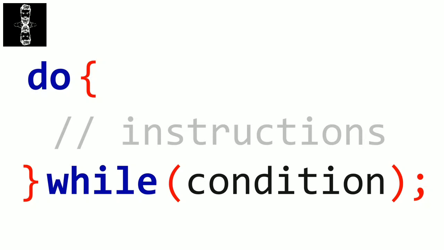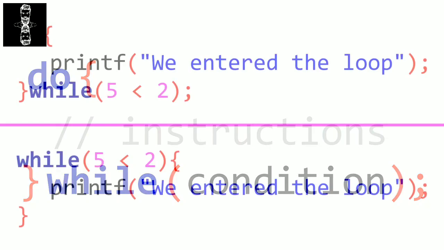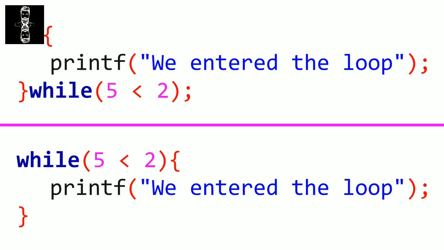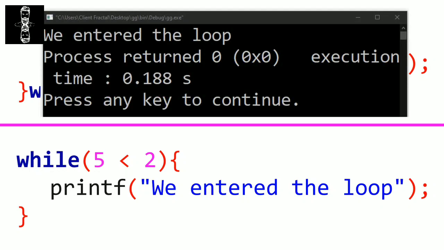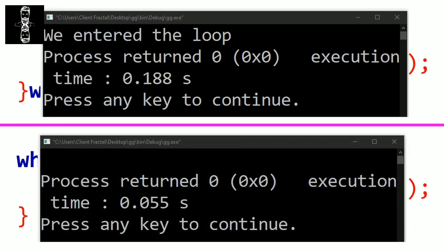Now let's take an example to show the difference between while and do-while loop. Let's take this example written in both loops. First, with do-while. Do printf, we enter the loop while 5 is smaller than 2, and obviously 5 is smaller than 2 is false. But when we execute, we can see that we enter the loop, because do-while executed the instructions before knowing that the condition is false. But if we do the same program but with while loop, we get nothing in output because the loop verified the condition before and found it false, so it didn't execute the instruction of printing.